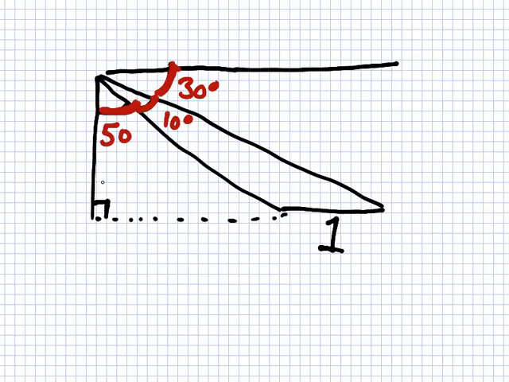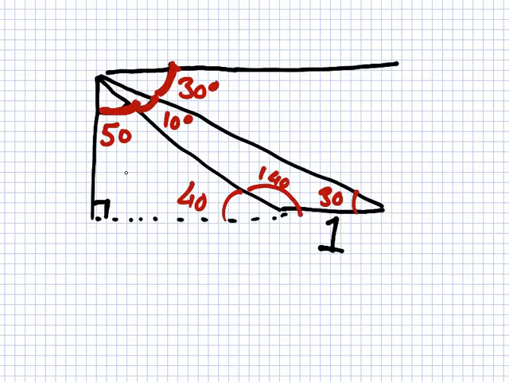Now, if that's 50 and that's 90, how much is this one? 40. And if this is 40, how much is this? 140. And if that's 140 and that's 10, 30. So, is it okay to use that rule? Yeah, that's fine.